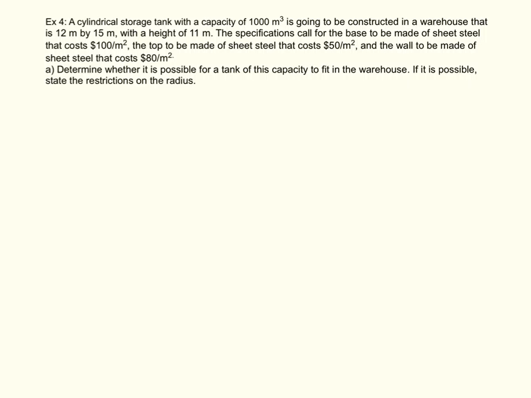A cylindrical storage tank with a capacity of 1,000 meters cubed is going to be constructed in a warehouse that is 12 meters by 15 meters with a height of 11 meters. The specifications call for the base to be made of sheet steel that costs $100 per meter squared, the top to be made of sheet steel that costs $50 per meter squared, and the wall to be made of sheet steel that costs $80 per meter squared. We want to determine whether it's possible for the tank of this capacity to fit into the warehouse, and if it's possible, we want to state the restrictions on the radius. So that's the first part.